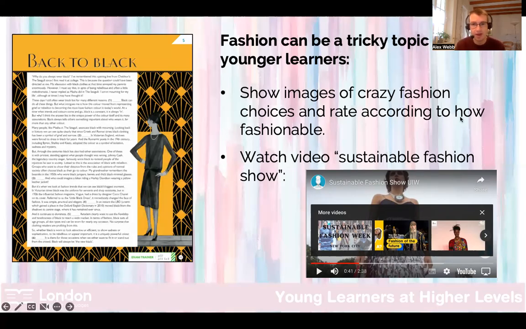Okay, but this is an example of what I was talking about, having an interesting and engaging lead-in to the topic to kind of make it relevant to the students, rather than a dry text with a picture of an old-fashioned woman wearing black. Okay, and so yeah, just finding an interesting way to engage with the topic.